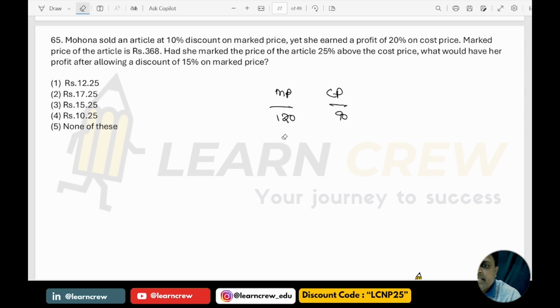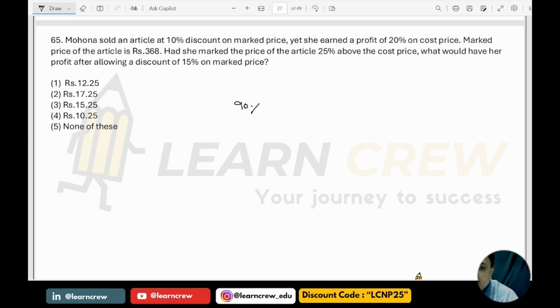This 120 is given as 368. So if there is a discount of 15%, let me take it more clearly. What is given here? 90% of the market price of the article, which is 368, is equal to 120% of cost price. So from this, what do you get? Cost price is equal to 276.